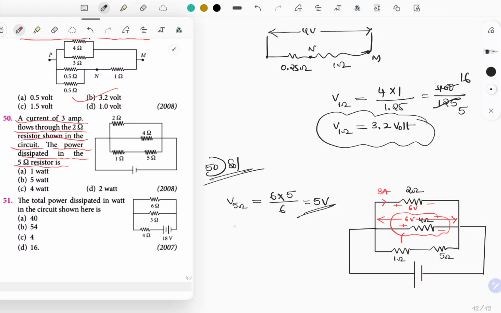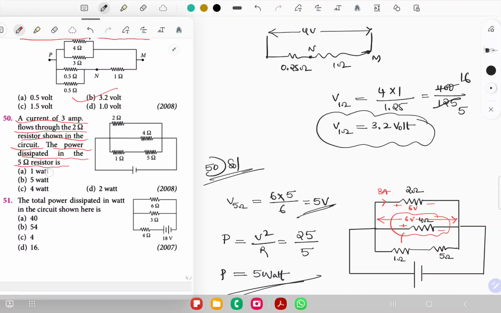Question they are asking power dissipated in the 5 ohm resistor, that is P is equal to V square by R. V square is 25 divided by 5. So P is equal to 5 watt. Which option? Option B is the correct answer.